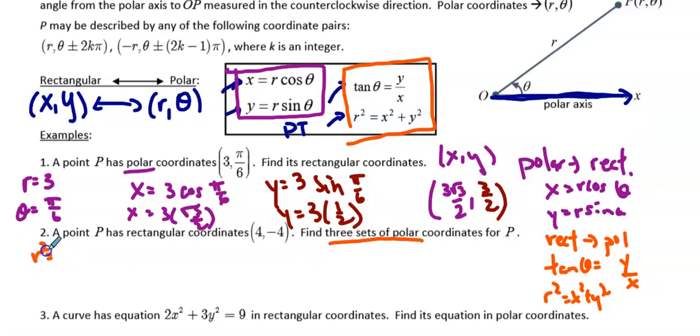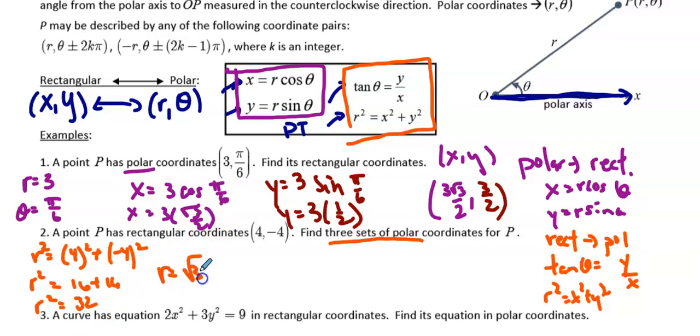So r squared is going to be equal to our x squared plus our y squared, right? So it's just going to be the Pythagorean theorem. So we're going to get r squared is going to be equal to 16 plus 16. R squared is going to be equal to 32. And so r is going to be equal to the square root of 32, which you guys know is just going to be 4 square roots of 2.